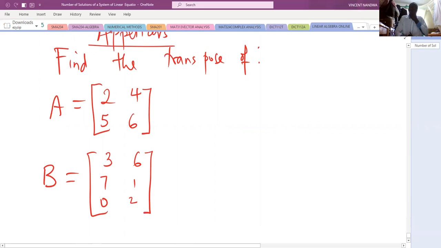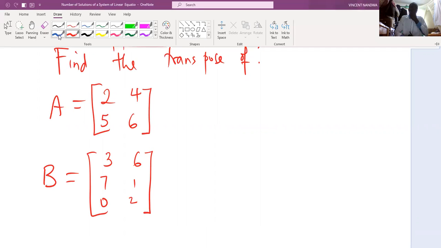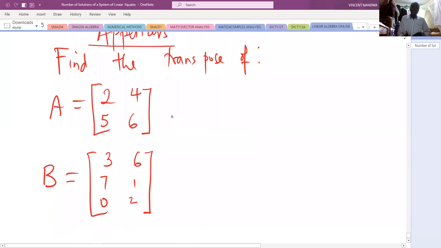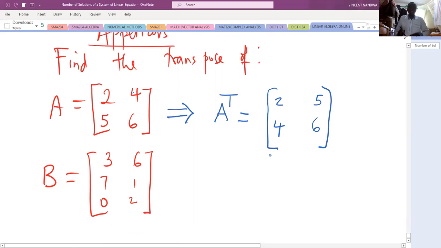Now, the transpose of A, denoted by this, is a matrix. So the first row becomes the first column. So row 1 is 2, 4. So I write 2, 4. Row 2 is 5, 6. So it becomes my column 2. So 5 and then 6. So this is my transpose matrix.